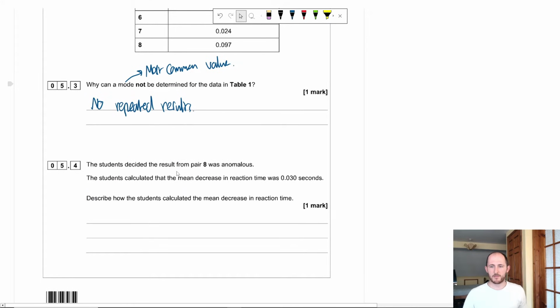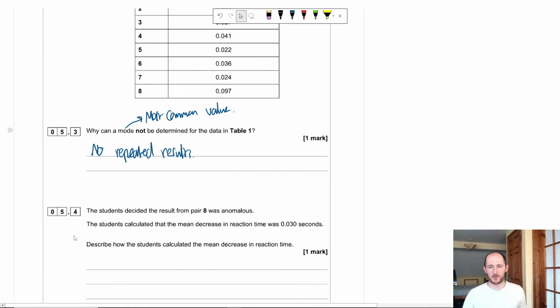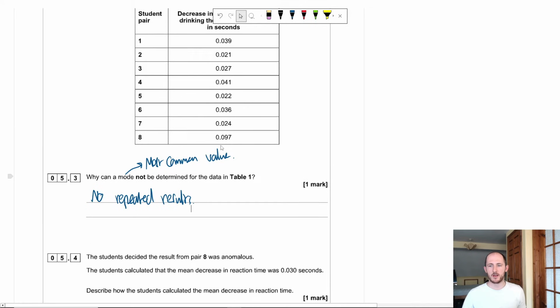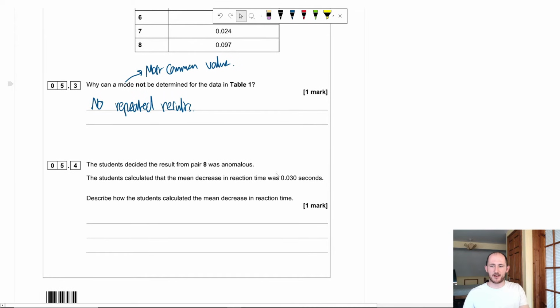Students decide the result from pair 8 was anomalous. The students calculated that the mean decrease in reaction time was 0.03 seconds. Describe how they calculated the mean decrease in reaction time. Okay, so first of all, pair 8, it makes sense that that's anomalous, right? Because it's well out there. The next highest one is 0.041. They got 0.097. Okay, so unless that person was literally asleep, it's unlikely that that's an accurate result. So how would they calculate the mean to get 0.03? And you can test your answer if it's correct, because if you write your instructions and you follow them and you don't get 0.03, you're not right.